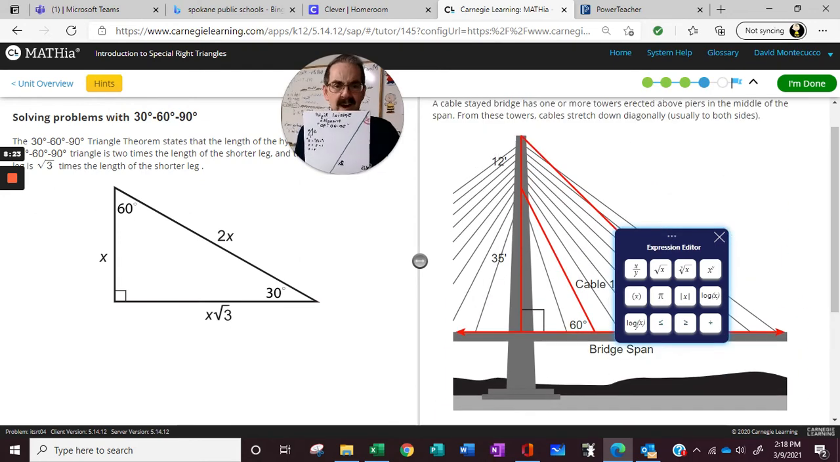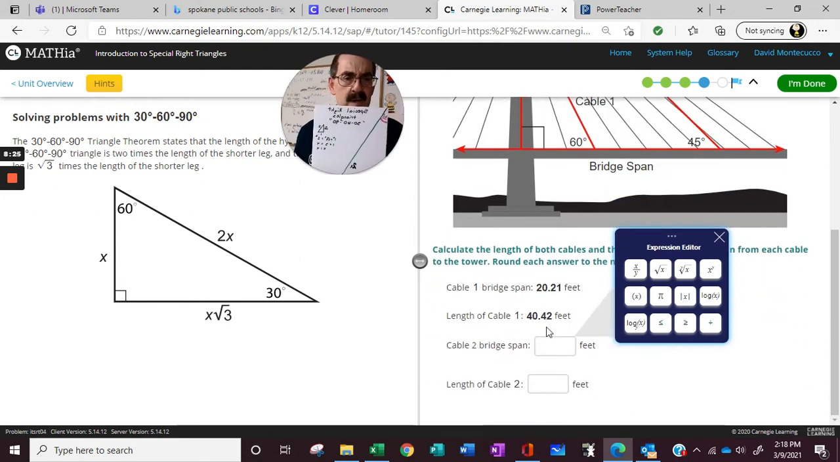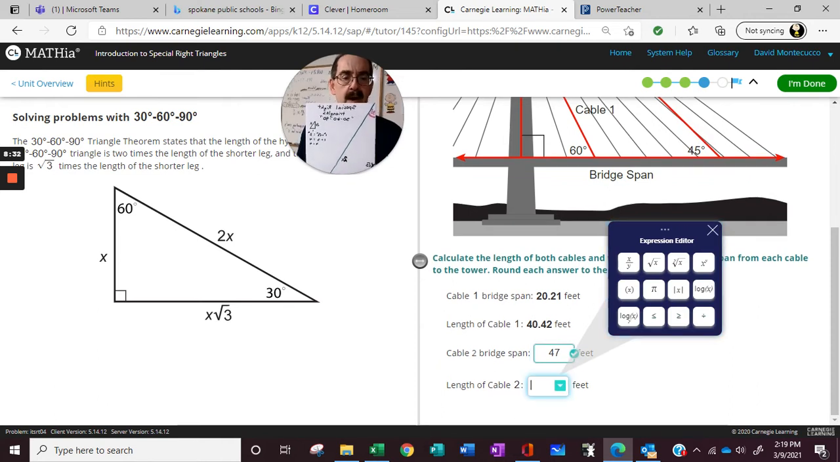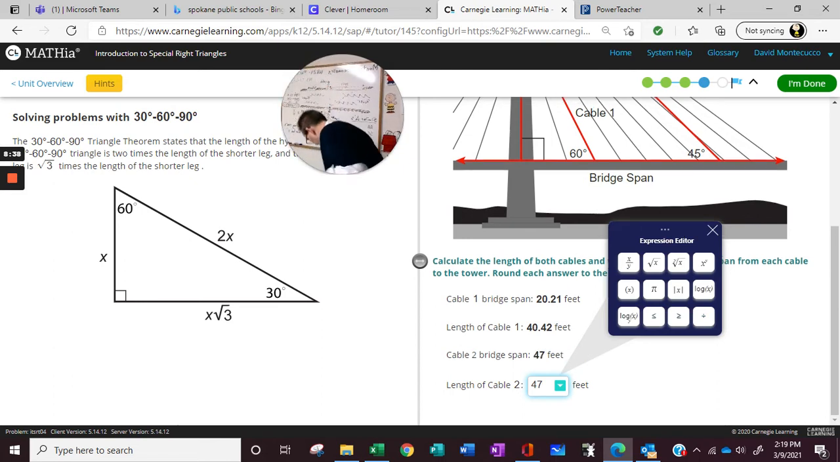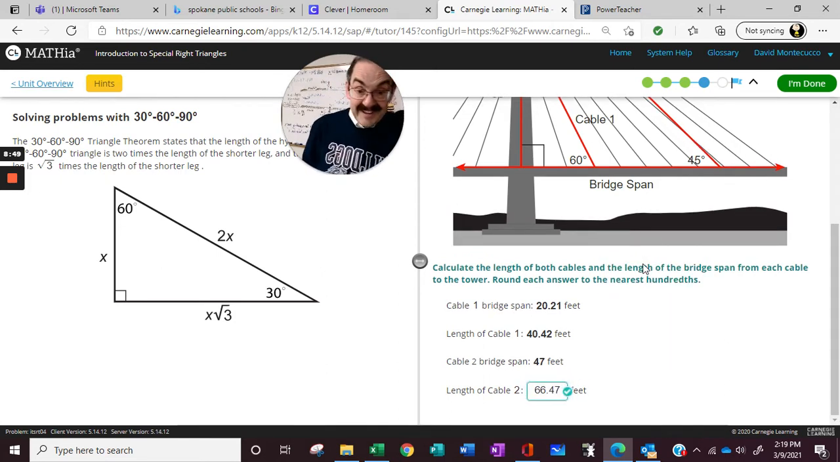So now we have 35 and 12, and it's the same, right? 35 plus 12, now we're going to have 47, right? Our 45, 45, 90. Where's our 45, 45, 90? Multiply by radical 2. So it wasn't for being perfect, Monty.